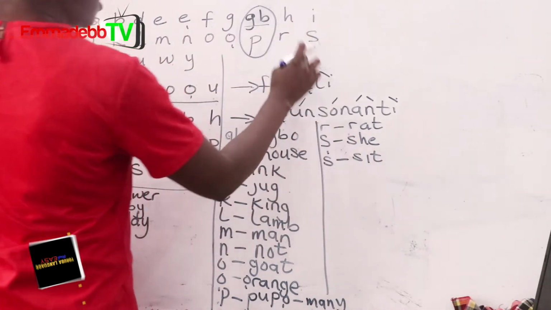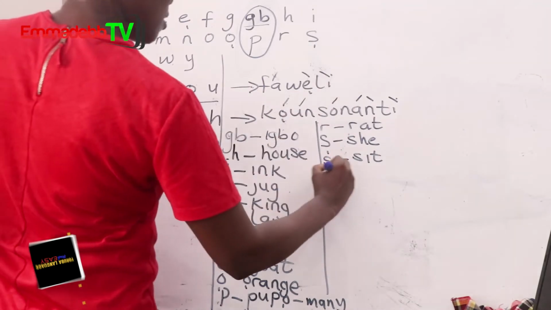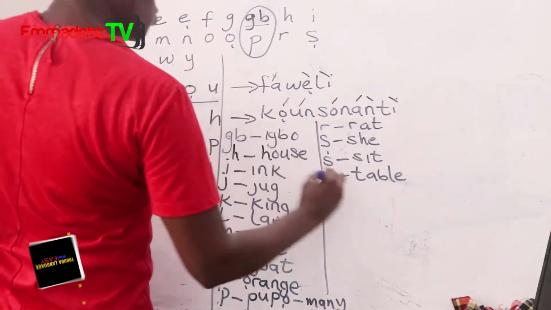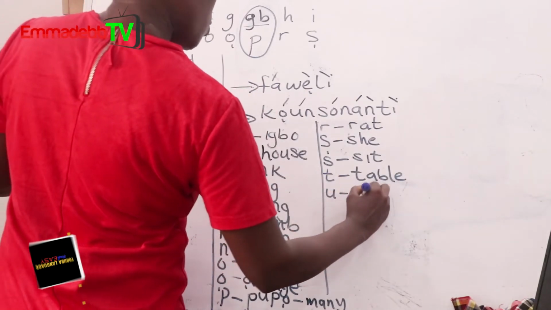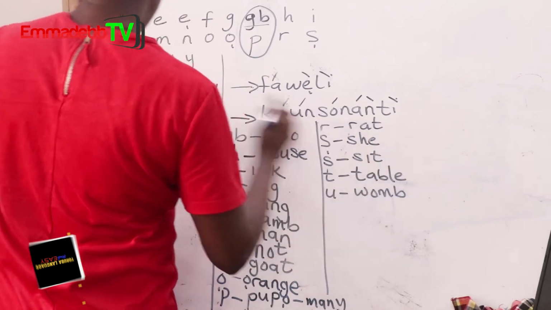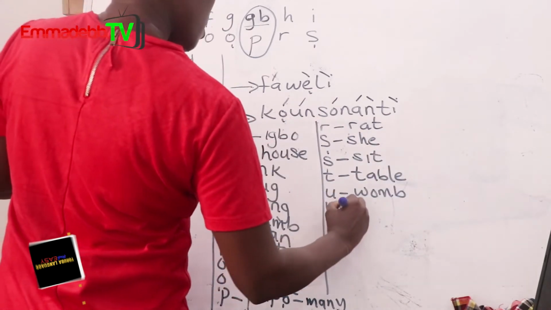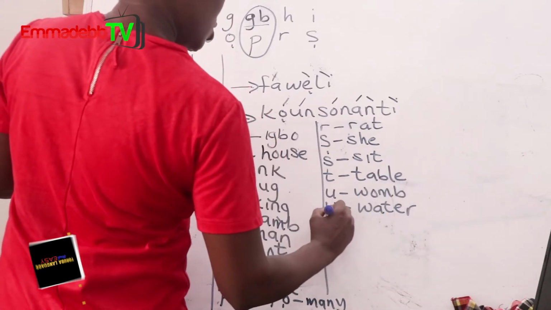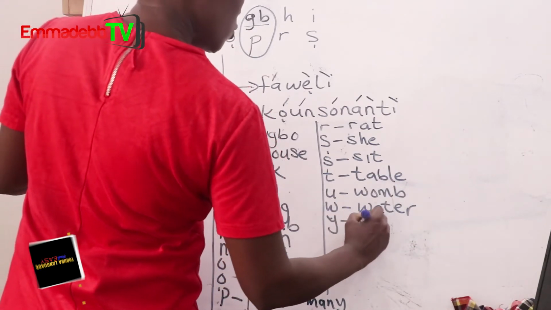S as in sit. Then T as in table. U as in womb. W as in water. And Y as in you.